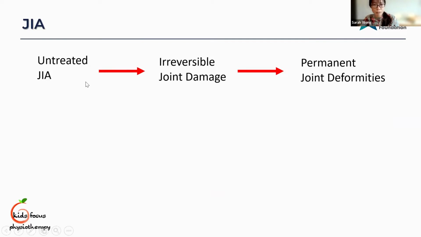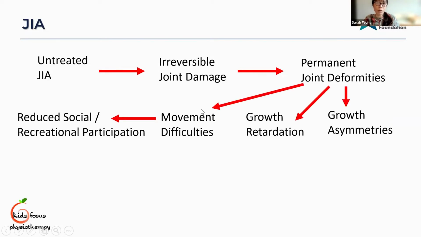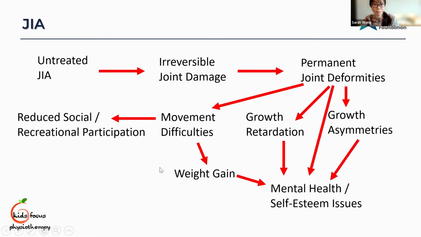If your JIA is untreated, you may get irreversible joint damage, and that will lead to permanent joint deformities. And what is really bad about permanent joint deformities is that it can lead to growth asymmetries because one joint is destroyed. It may lead to growth retardation, and because the joint is deformed, you don't move easily. And that actually will limit your social and recreational participation. When you don't move well, it's easy to gain weight. And when weight gain, joint deformities, growth asymmetries, growth retardation, all will have an impact on the child's mental health and self-esteem.